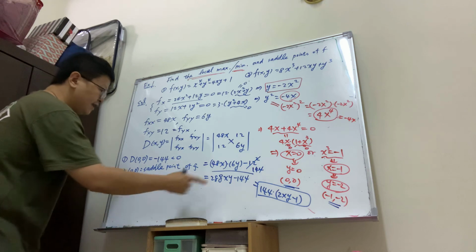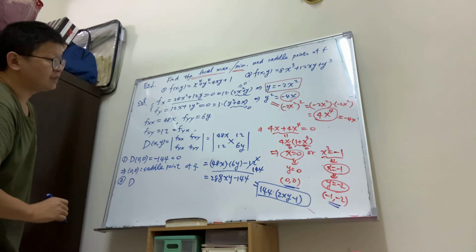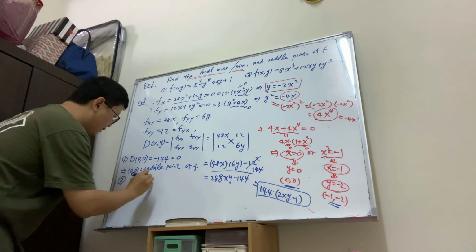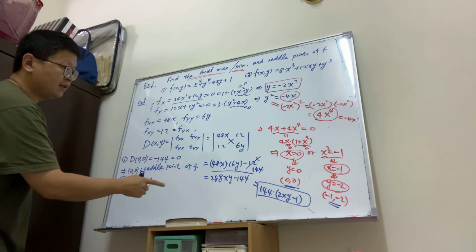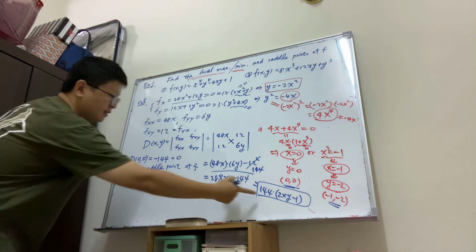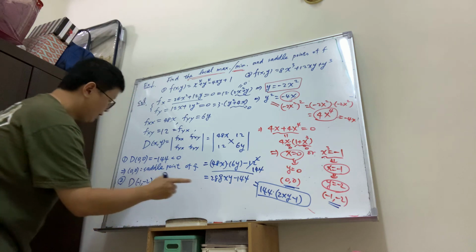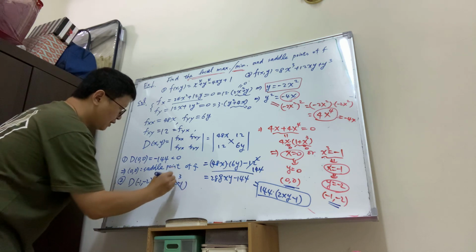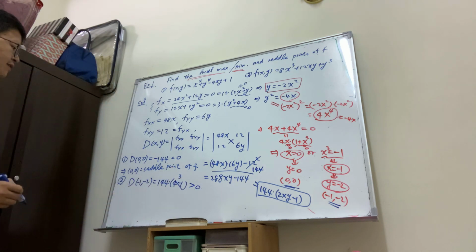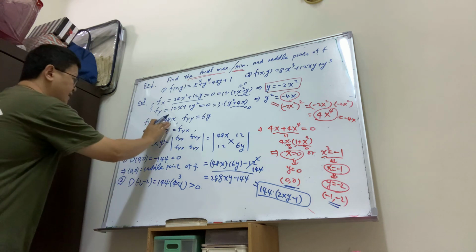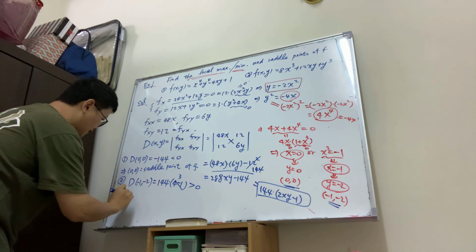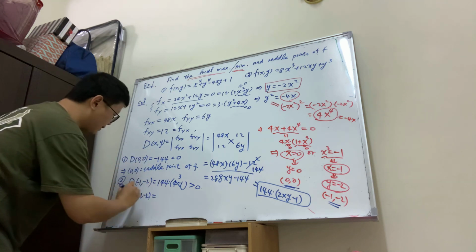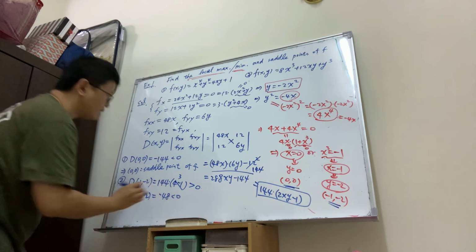In the second case, we take the point negative 1, negative 2. It becomes 144 times 2 times negative 1, negative 2, so it's 4 subtract 1. So it's 3, so it's positive. When the determinant is positive, you should check fxx. So fxx at negative 1, negative 2 is equal to 48 times negative 1, so it's negative 48, which is less than 0.